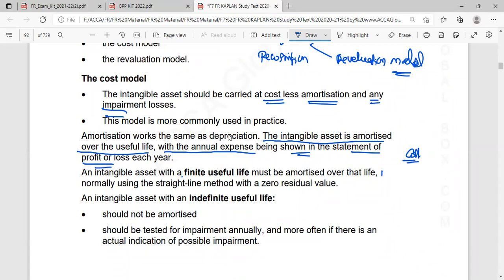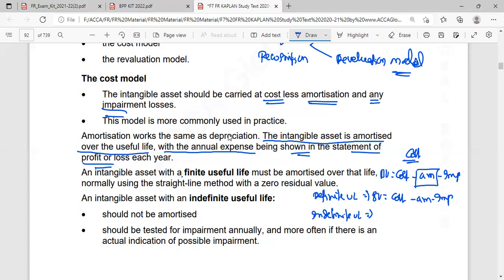In case of the cost model, what is the book value of the asset? Cost less amortization minus impairment loss, if any. But amortization is possible only when the asset has a definite period. Say the intangible asset has a life of 5 years or 10 years, then we can calculate amortization expenses. In case of definite useful life, book value is equal to cost less amortization minus impairment loss. In case of indefinite useful life, book value is equal to cost less impairment loss, because no amortization is considered.